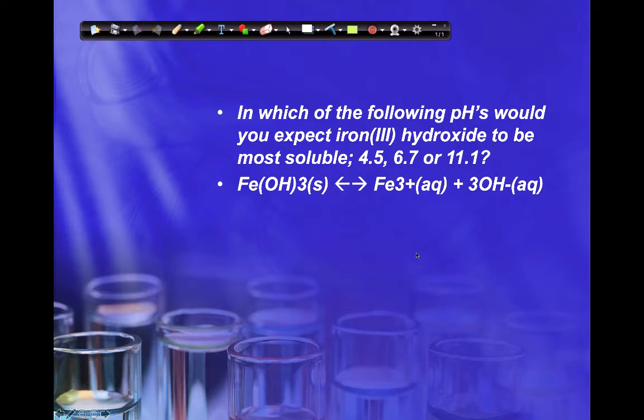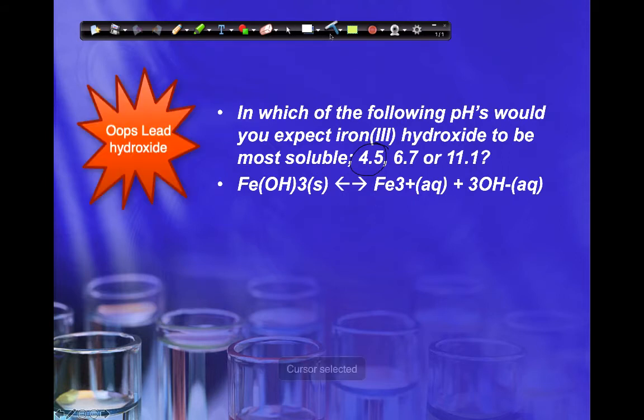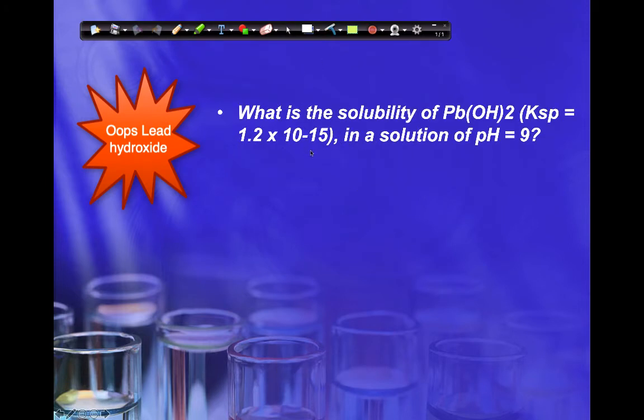Okay, so at which of the following pHs would I expect the iron hydroxide to be more soluble? Well, iron hydroxide produces hydroxide, and hydroxide is a base which reacts with an acid. So the solution with the most acid is going to be the one with the lowest pH. So it should be more soluble at 4.5. And if I had 2 as an option, that would be my best choice. So my lowest pH possible would make it more soluble.